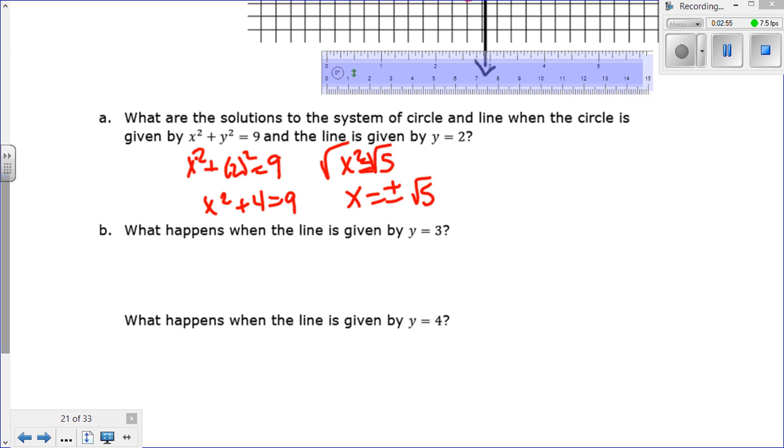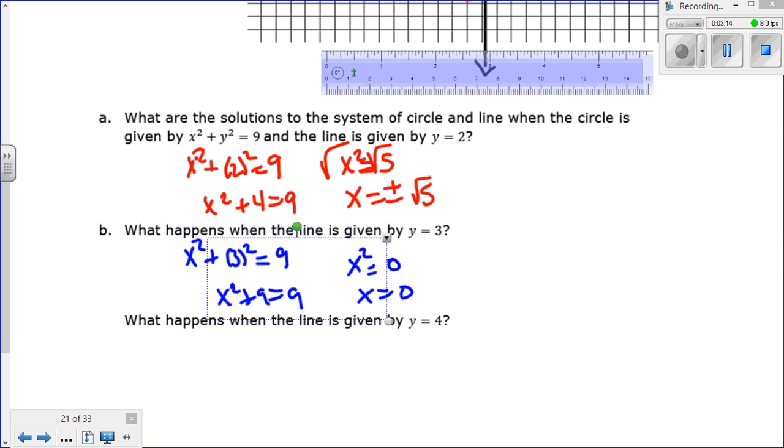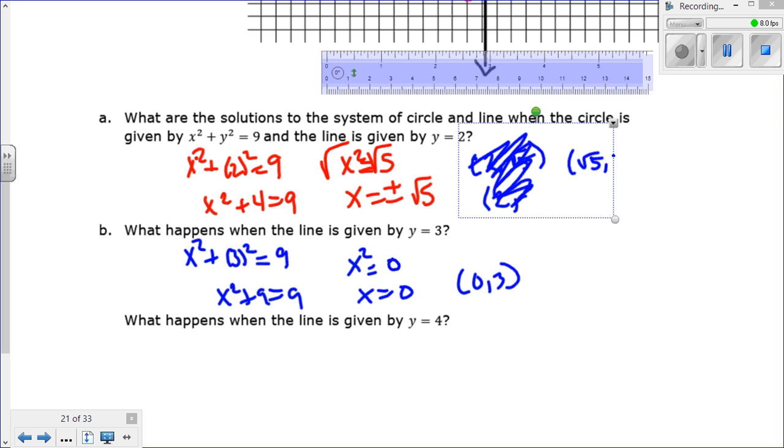So if I put in 3 for y, I will have x squared plus 3 squared equals 9. So x squared plus 9 equals 9. So x squared equals 0. So x equals 0. So this would actually be the point 0, 3. And going back here, this would be the point 2 radical 5. There's 2 of them, and 2 negative radical 5. Except I just wrote that backwards. Sorry. Radical 5, 2 and negative radical 5, 2.